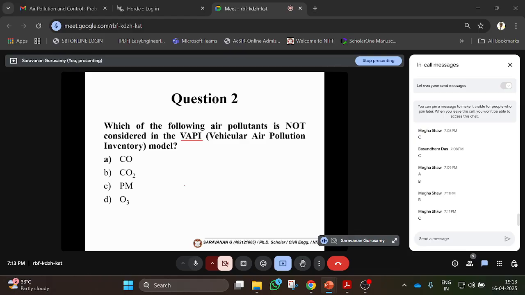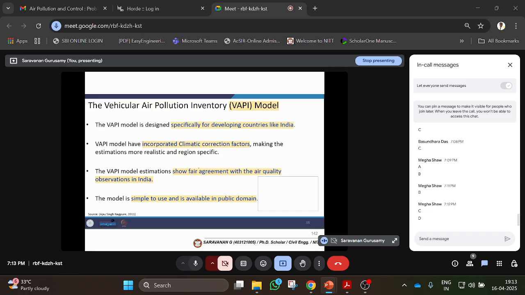WAPI model. WAPI model we all know, vehicular air pollution inventory. That is developed for developing countries like India. So that considers different air pollutants. Which air pollutant is not considered in WAPI model? CO, CO2, PM and ozone. WAPI model considers basic pollutants like PM, CO2, CO, nitrates, nitrite and all.